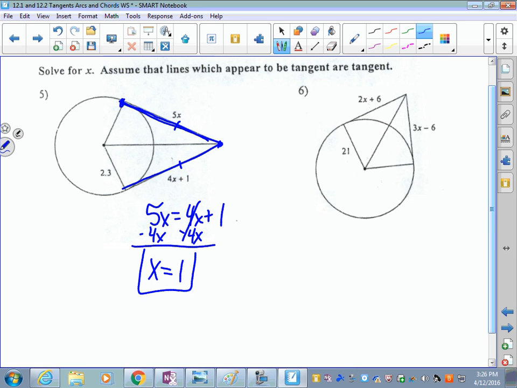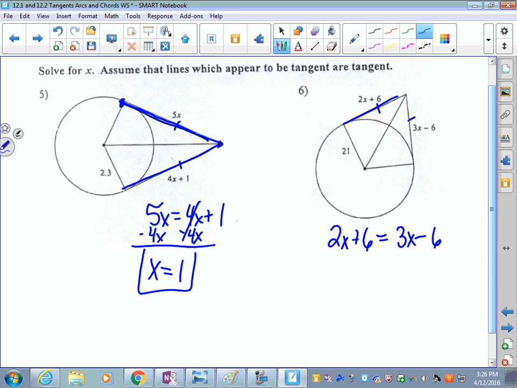Okay? So, look at 6. Would 6 be also cone head? Yeah. All right, so let's just set it up. We know that tangent 2x plus 6 equals 3x minus 6. Again, this should be nice and simple.